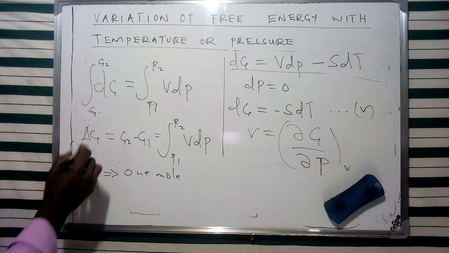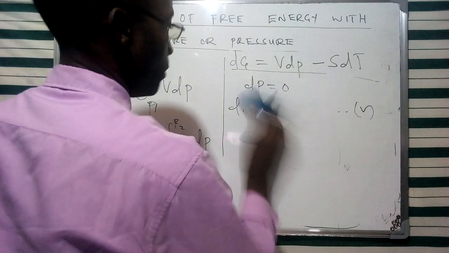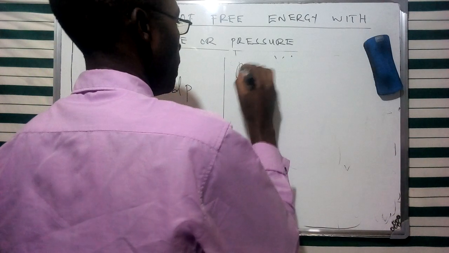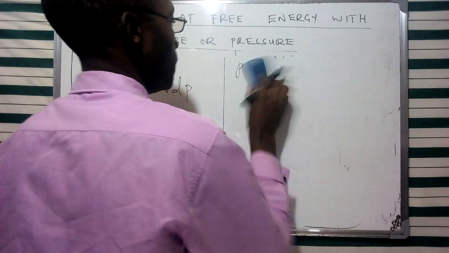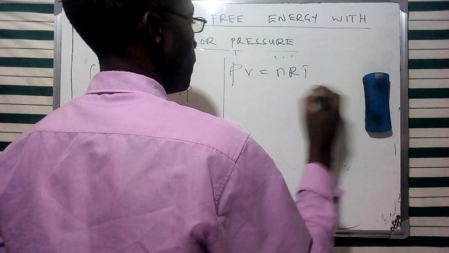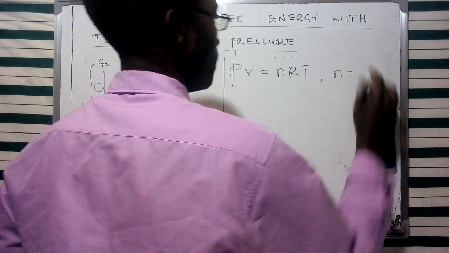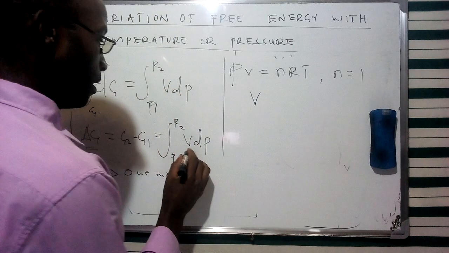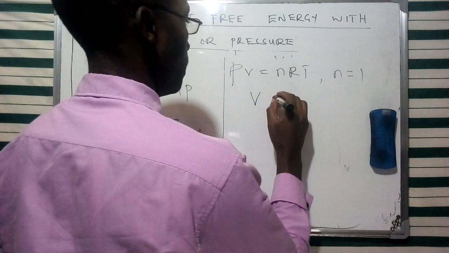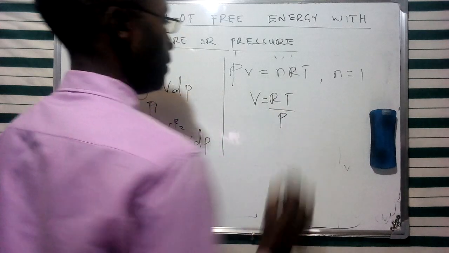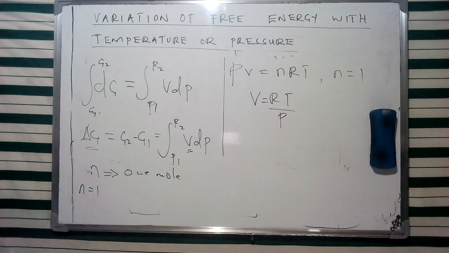So therefore, considering that specific aspect and constant temperature, we can give a variation of this specific equation by considering that 1 mole, whereby from the ideal gas equation, PV is equivalent to nRT, whereby the value of n is equivalent to 1. Therefore, we can give a volume in terms of RT over P. And we're doing a substitution for this particular equation.